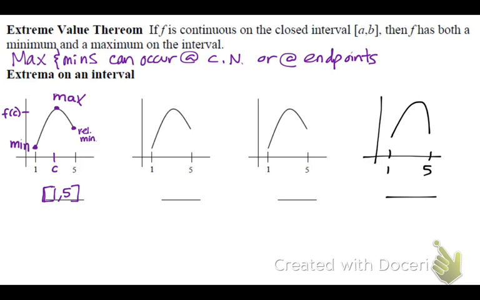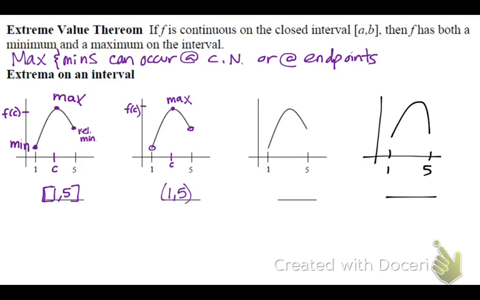If we look at the second one, let's look at an open interval from 1 to 5. So now we do not include these 2 points, so these are open circles. So here's C, and here's f of C. So our maximum is still up here, so this is still a max.